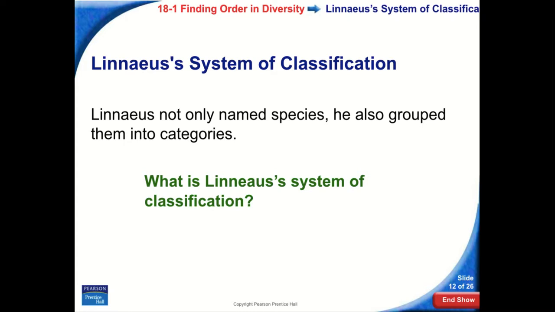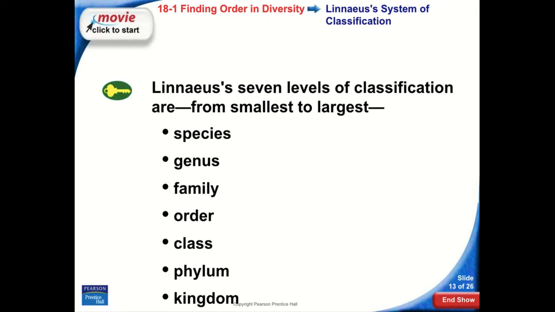He also didn't just name them. Linnaeus also grouped species into categories, into groups. And his classification system was really 7 levels, and it went from, and this is from smallest to largest. So the smallest, most specific group is species, and that's just one individual species. So all of the members of a species would be in that group. Then the next group up is the genus, and the genus is a group of different species that are closely related.